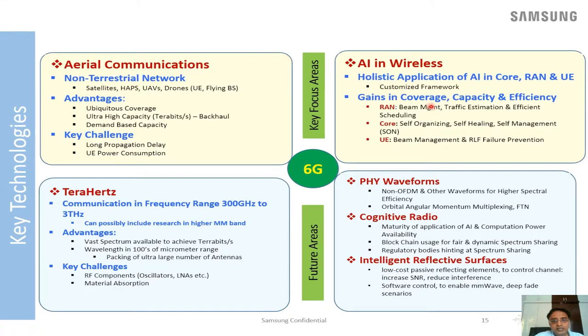Second important key focus area is AI in wireless. There are certain applications in the core network, in the radio access network, and in the user terminal, where there's a lot of automation that can be done. There can be a lot of machine learning algorithms that can do easy detection, and you don't need to exchange a lot of data between the two nodes, and certain learning can be applied at each of the nodes. It will help in reducing the feedback, right?